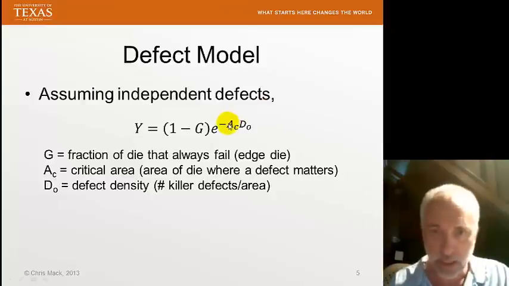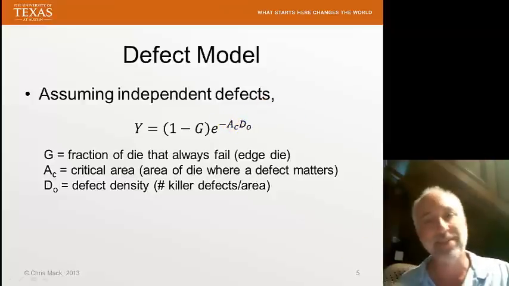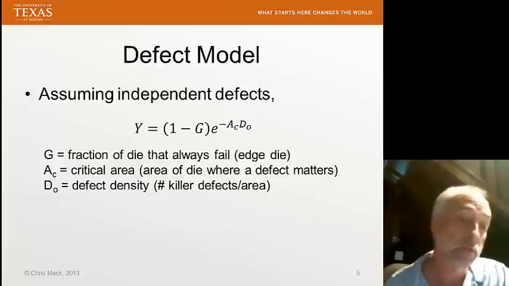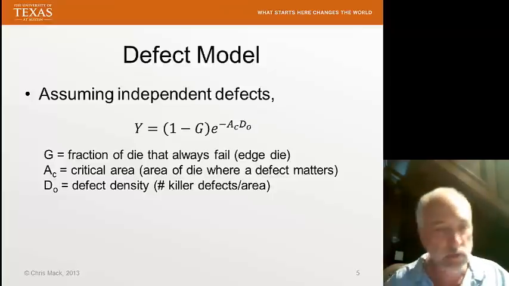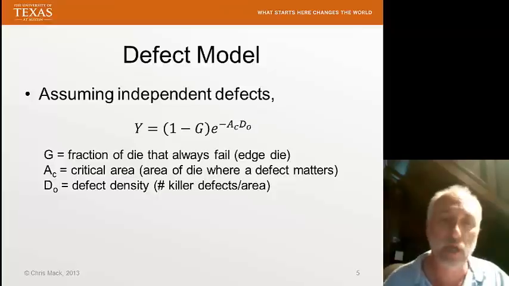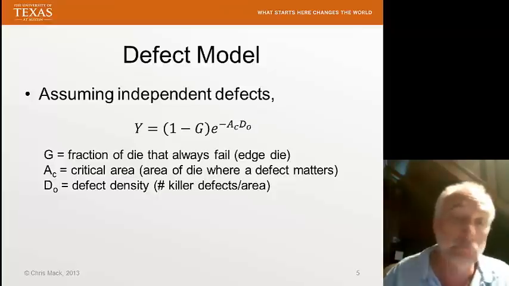First is the critical area, A sub C. This is the area of the die where a defect matters. So there are some areas of the die that are just kind of open space or space with non-critical features on it. And if a defect lands there, it just doesn't do anything.